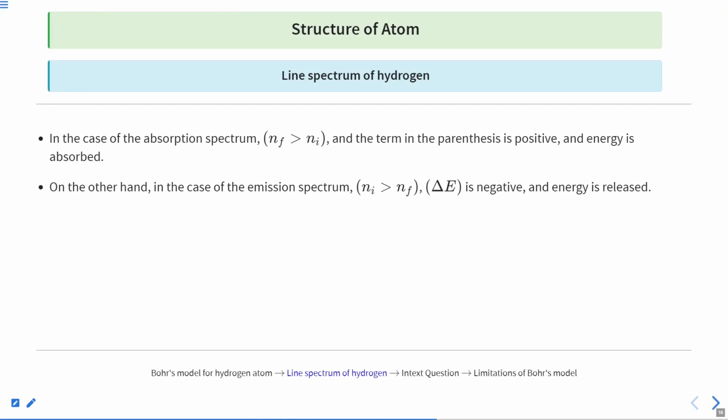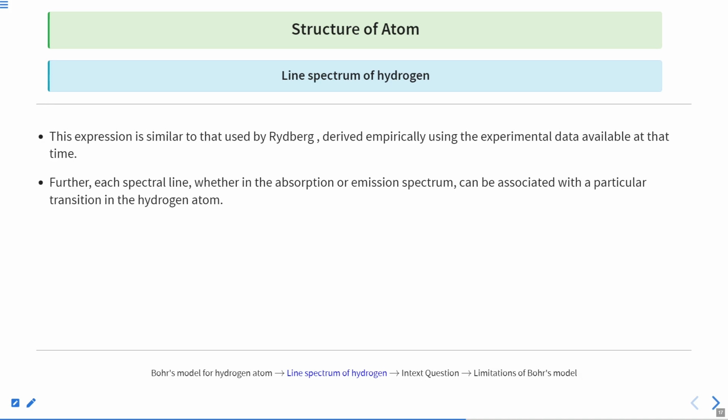Now, in case of absorption, if we are going from a lower energy state to a higher energy state, of course, n_f will be higher. If we are talking about emission spectra, you are going from a higher energy state to a lower energy state, so your initial energy state has a higher value, whereas the final energy state has a lower value. Clear? This same expression was also used by Rydberg, as I have told you, to calculate with the experimental data. Further, each spectral line, whether in absorption or emission, can be associated with a particular transition in the hydrogen atom. So this is about the transition.